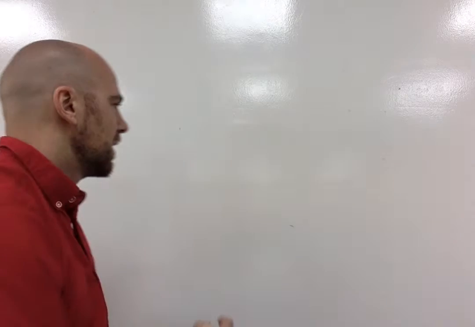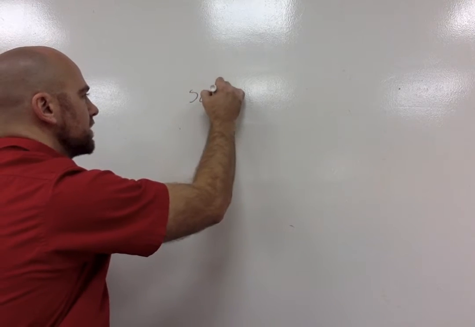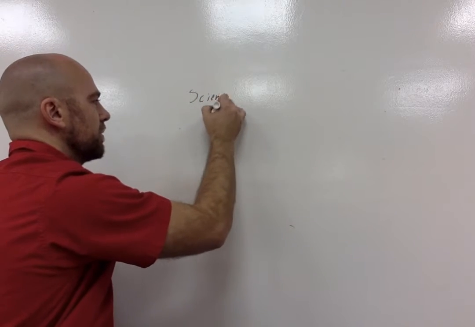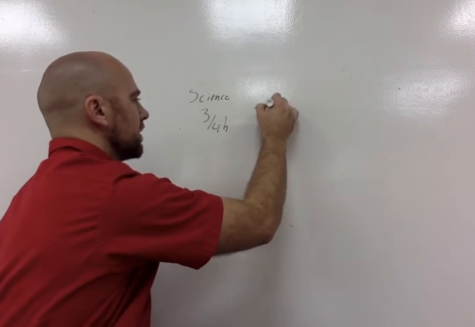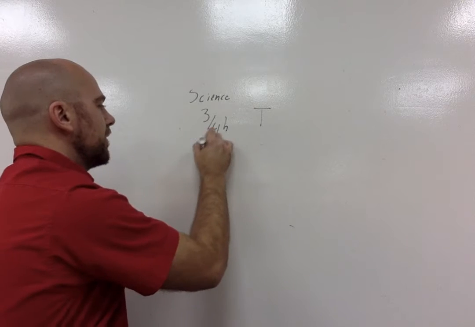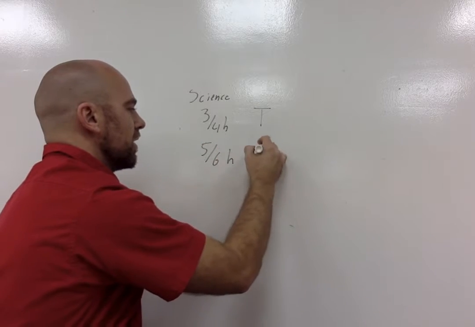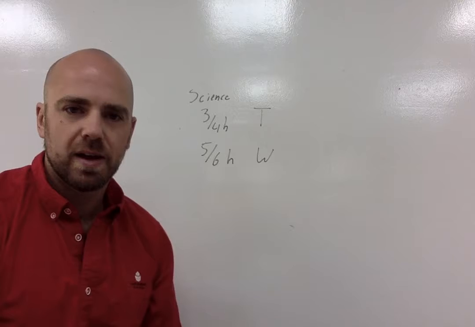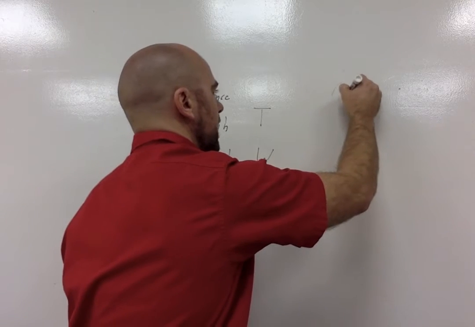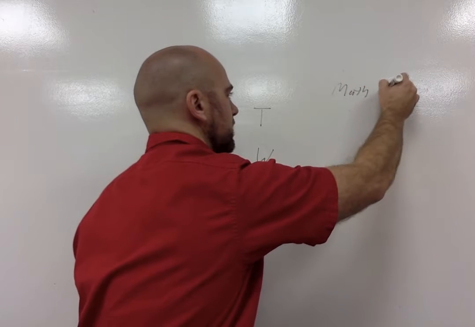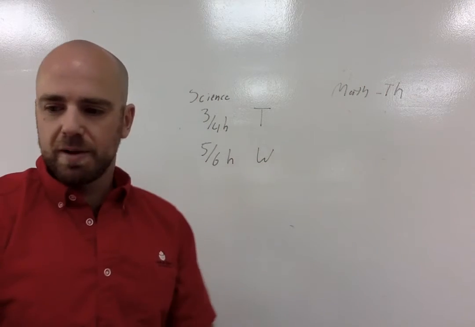All right, so the first question that we're talking about goes like this. Cassie worked on her science project. So she's got a science project, and it says for 3/4 of an hour on Tuesday, and she worked for 5/6 of an hour on Wednesday. Okay, she spent Thursday finishing up her math homework. So math was Thursday. All right, I might have to switch markers.